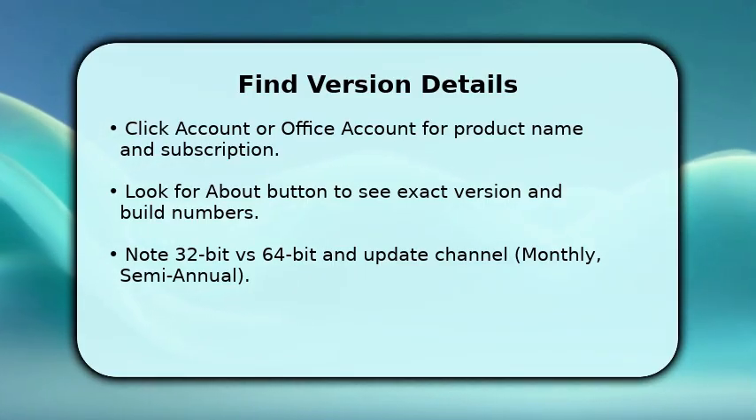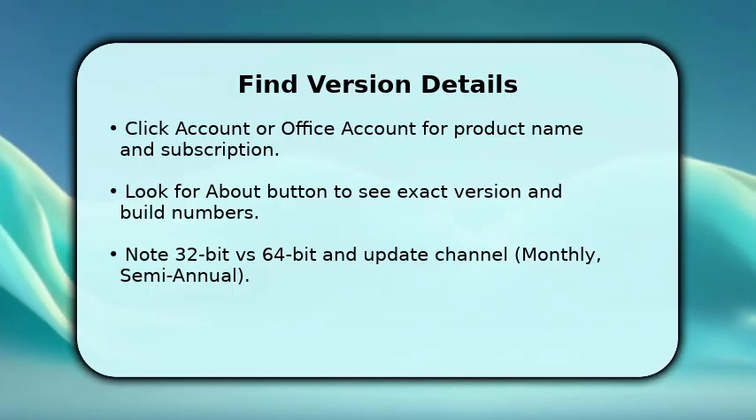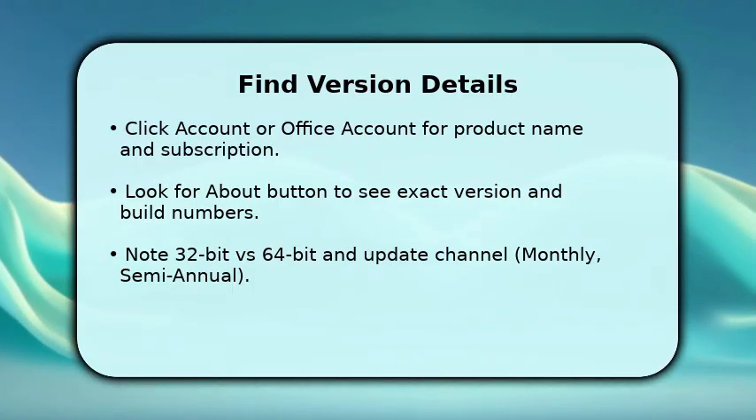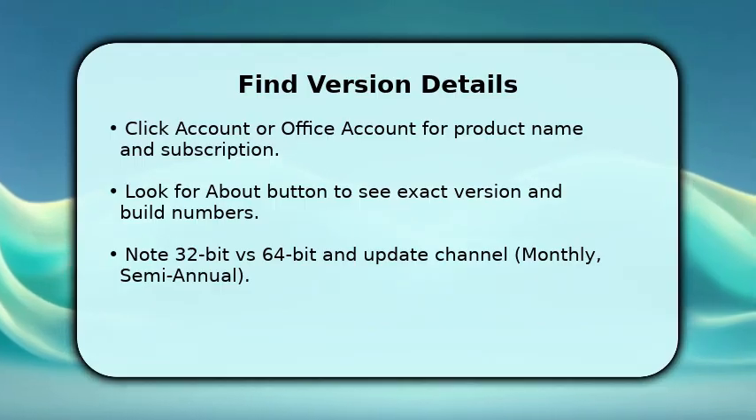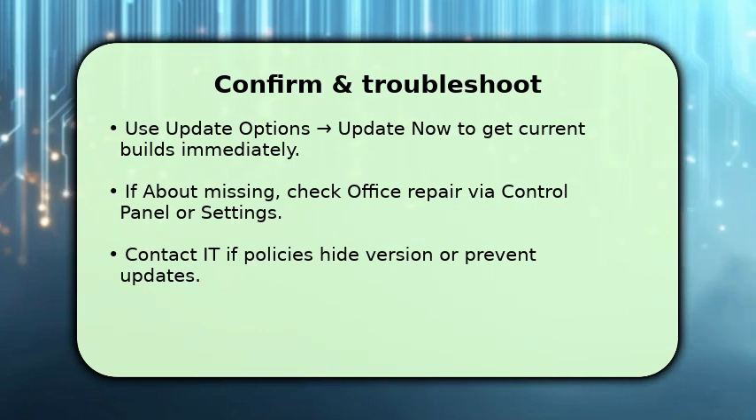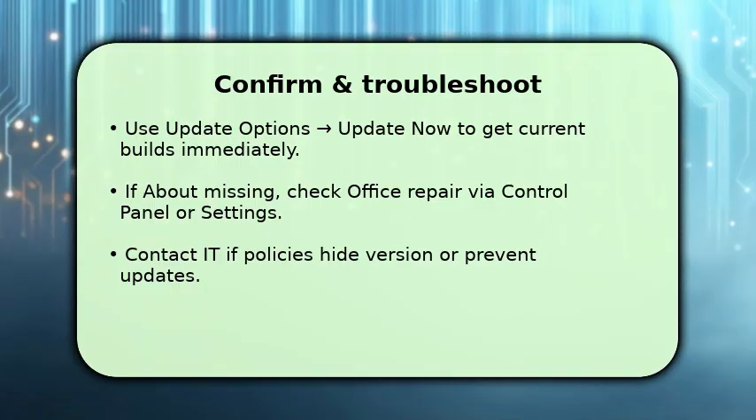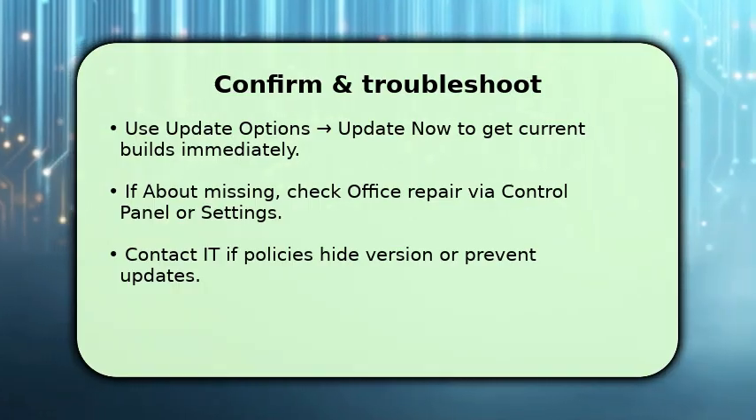Pay attention to the Update channel, Monthly, Current channel, or Semi-annual, which explains how often features and fixes arrive. This helps you understand whether updates are automatic or controlled by IT. To finish, click Update Options and choose Update Now to ensure you're on the latest build. Doing this confirms the version you saw is current.